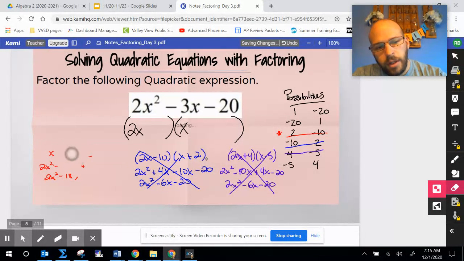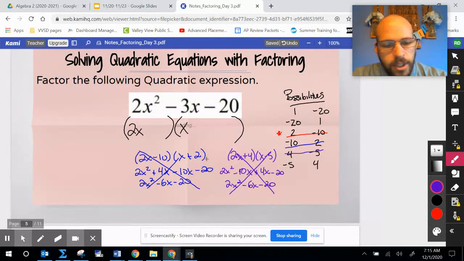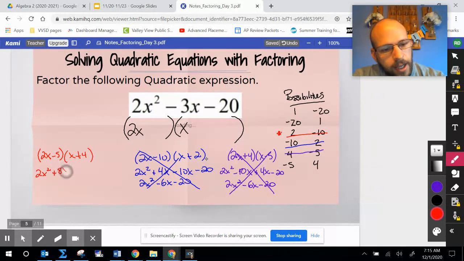All right, I'm going to erase my first one to give myself some room, and we're going to try negative 5 and 4. See if that one works. Otherwise, I got to go back up to the top. So if I try negative 5 and 4, I'm going to have a 2x minus 5, x plus 4. 2x times x is a 2x squared. 2x times 4 is an 8x. Negative 5 times x is a negative 5x. And negative 5 times 4 is a negative 20. If I combine my like terms, 8x minus 5x is going to be a 3x, minus 20.